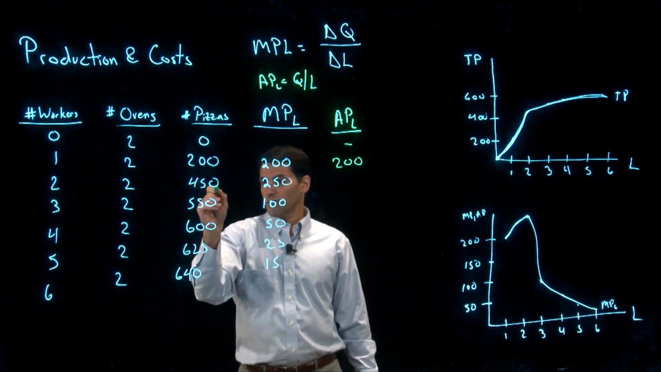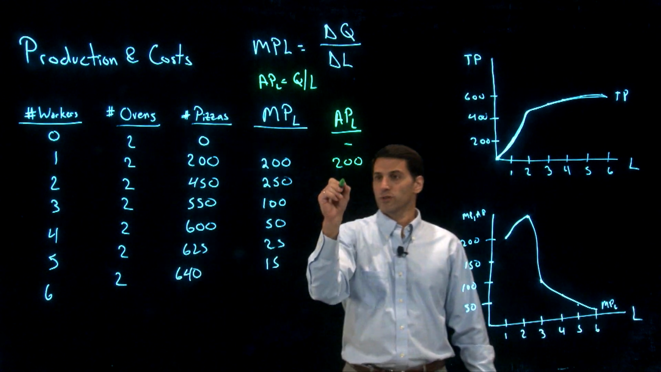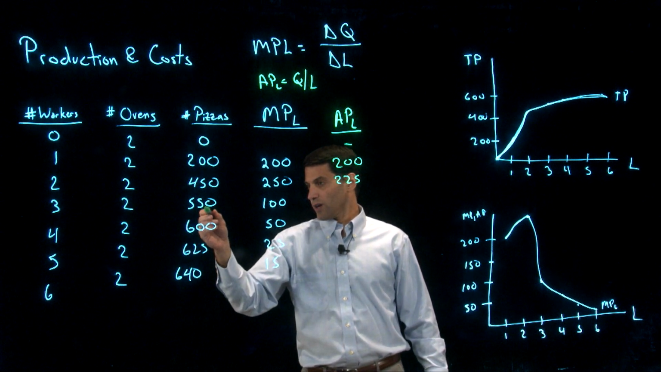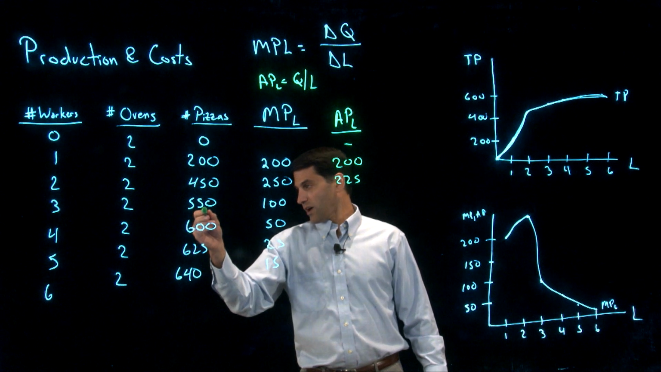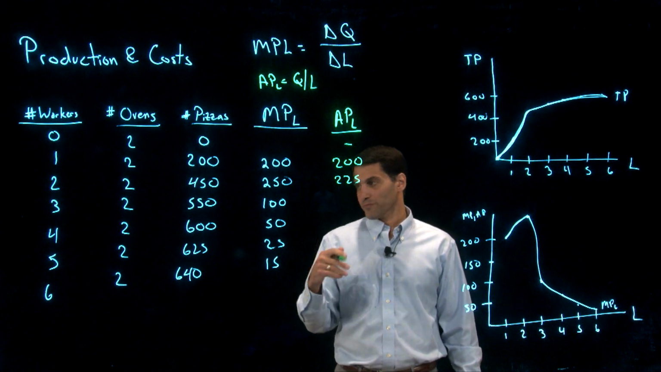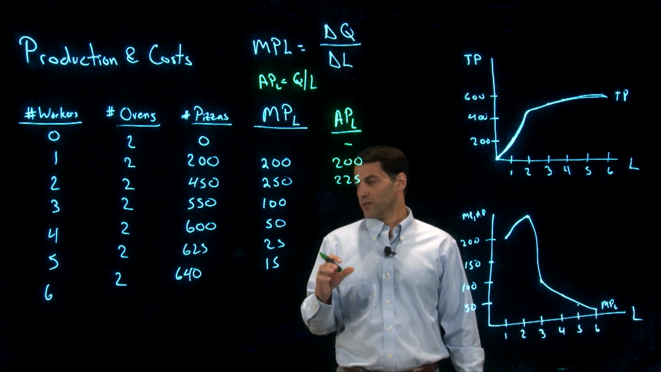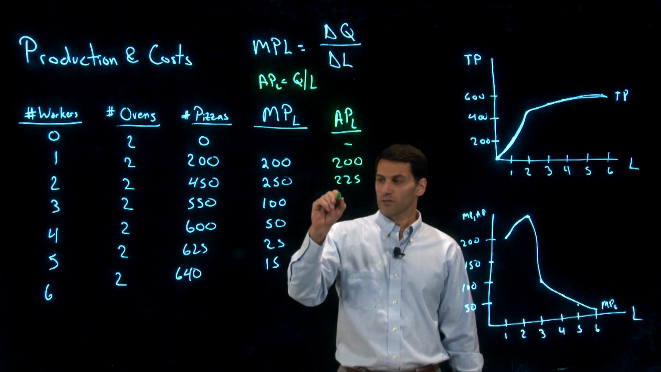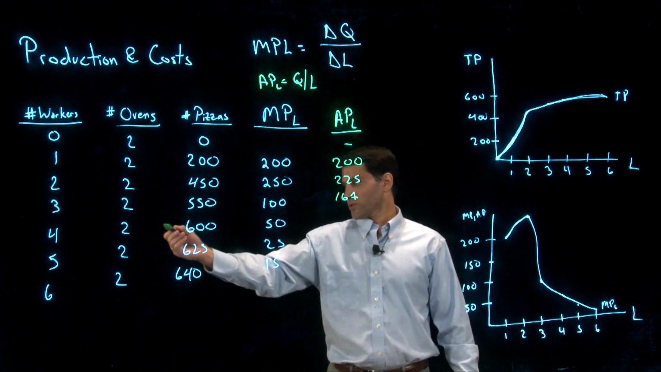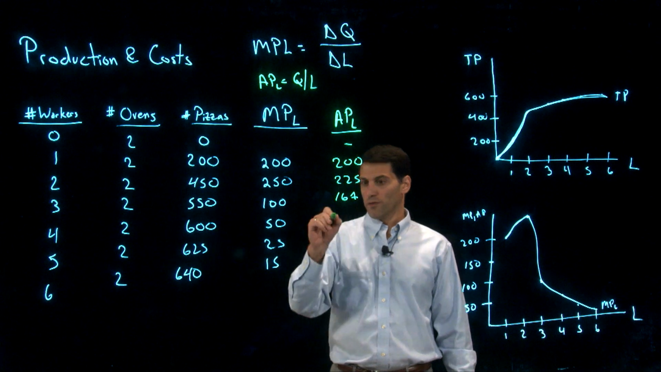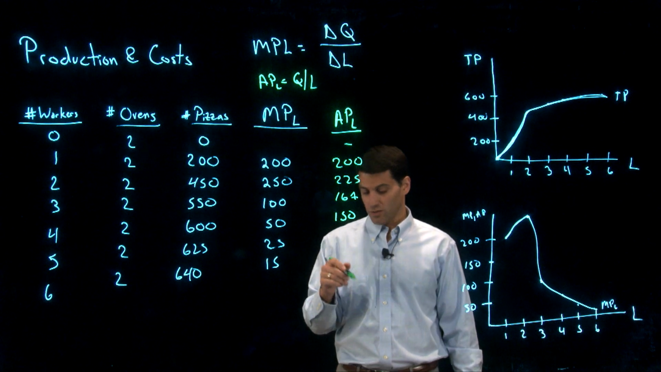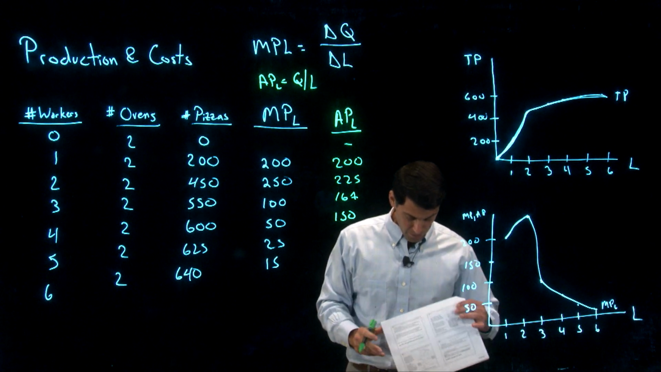For 2 workers, I can get 450 pizzas, so 450 over 2 is 225. Then with the 3 workers, I've got 550 divided by 3, which should be approximately 167. Just kind of round it off there. And then with 4 workers, right, 600 pizzas, so per worker that's 150, right? And we can see how this just continues to decline from there.